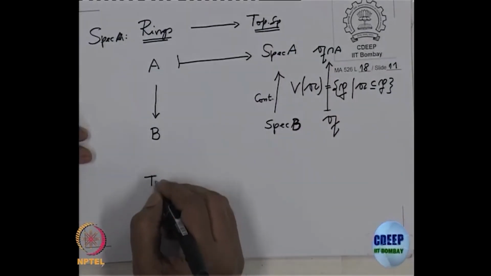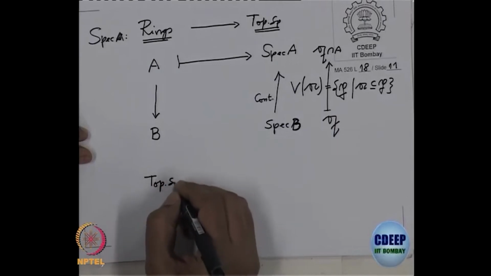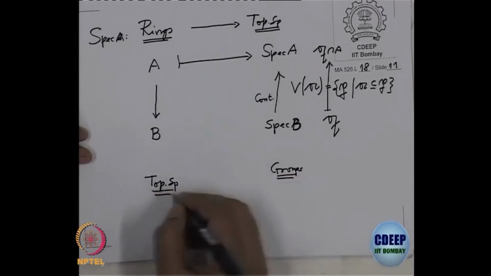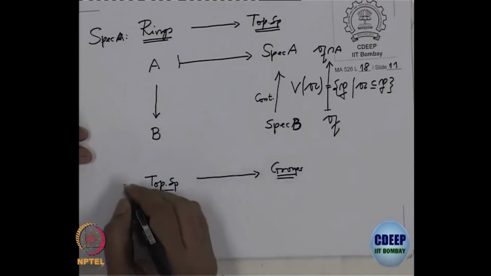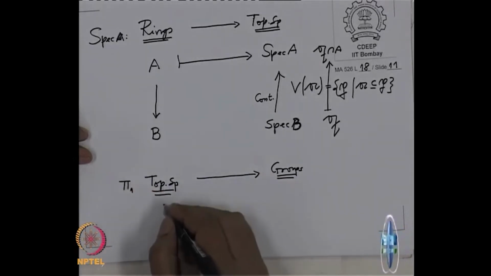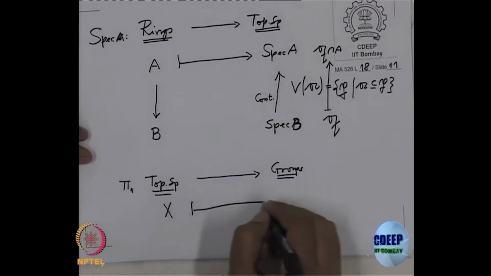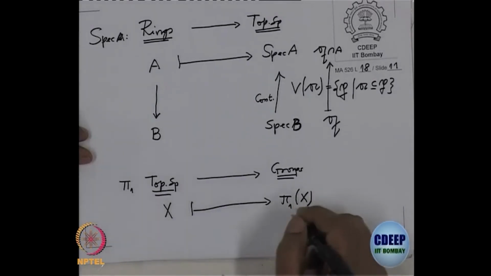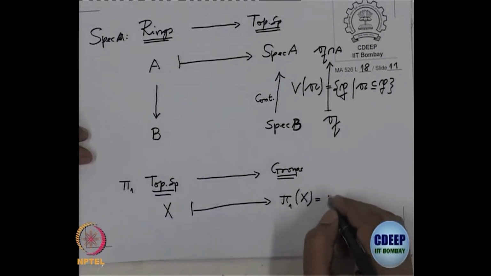And you might have studied another functor, which is also very useful, that is from topological spaces to the category of groups. There is a nice functor called pi 1. In a topological space X, you attach a group called the first fundamental group, pi 1.